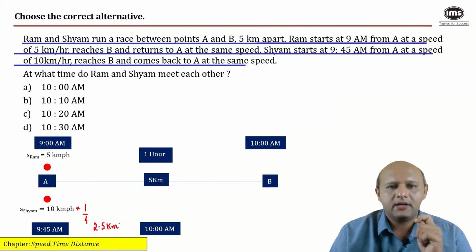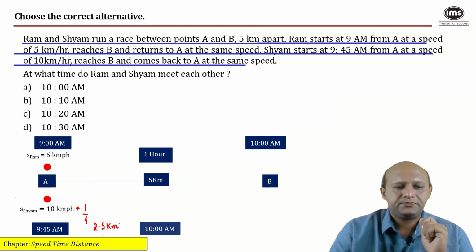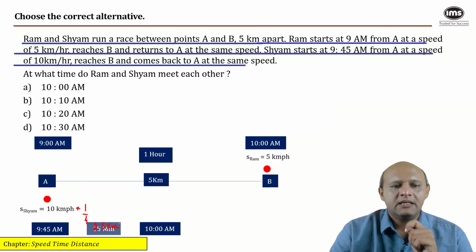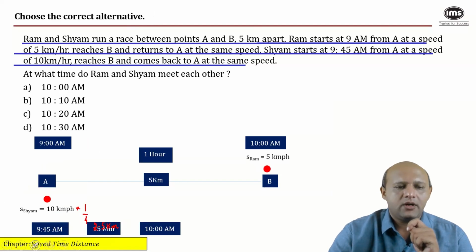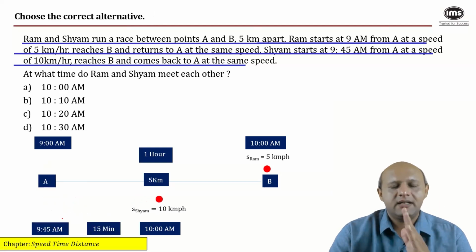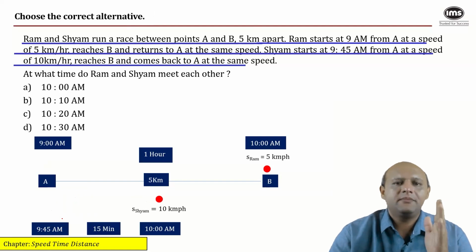Correct? So I hope this is clear. Now Ram has reached the other end, which is 5 kilometers. Whereas Sham will be able to cover half the distance, not the entire distance, in a span of 15 minutes because his speed is double that of Ram. So now they are here, obviously, so option A is eliminated because at 10 a.m. they are still separated by a distance of 2.5 kilometers.